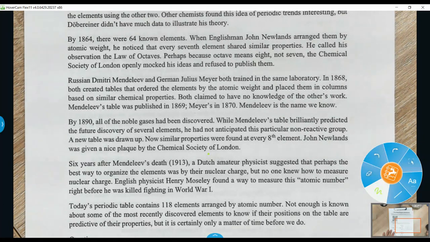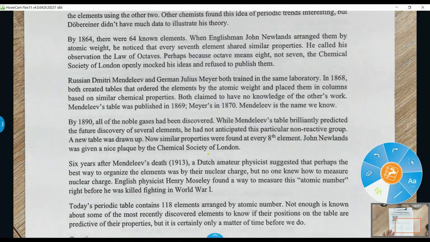Then, in 1913, 6 years after Mendeleev's death, an amateur physicist suggested that perhaps the best way to organize the elements was by their nuclear charge, but no one knew how to measure nuclear charge. So English physicist Henry Moseley found a way to measure the atomic number right before he was killed in World War I. Today's periodic table contains about 118 elements arranged by atomic number. Not enough is known about some of the most recently discovered elements to know if their positions on the table are predictive of their properties. It is certainly a matter of time before we do.